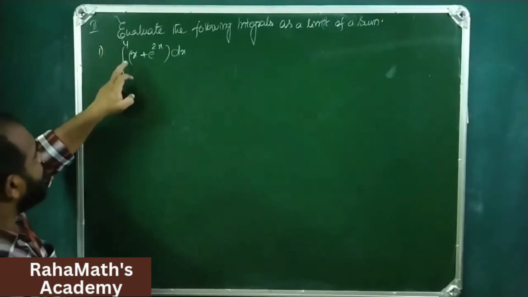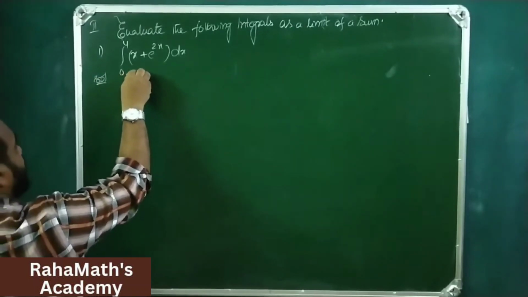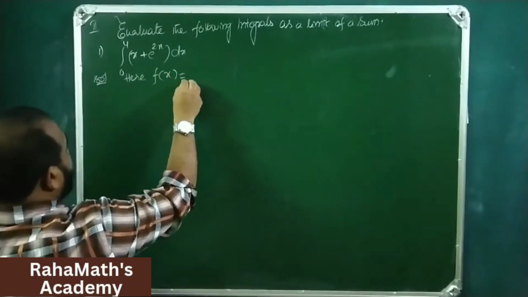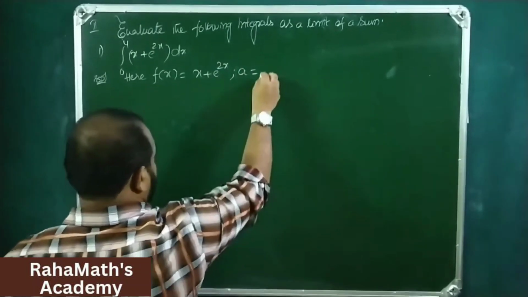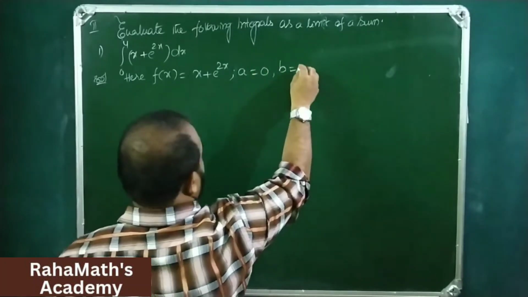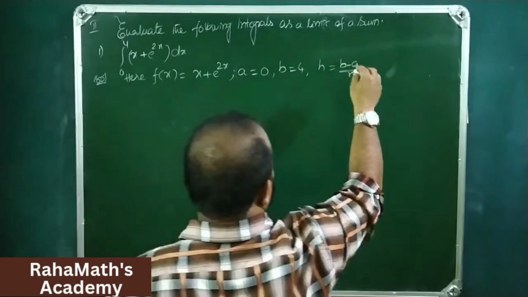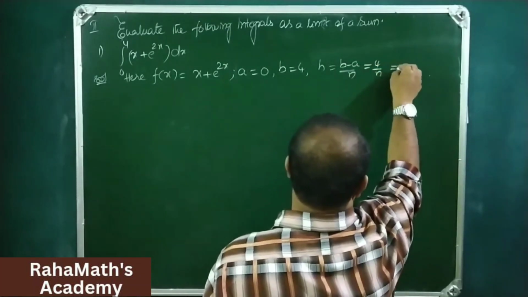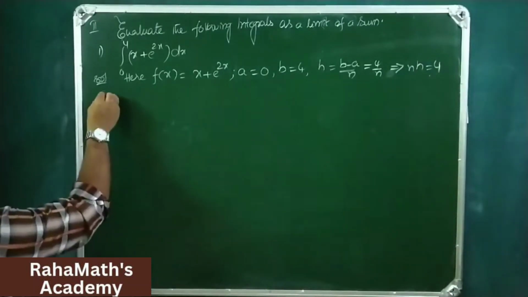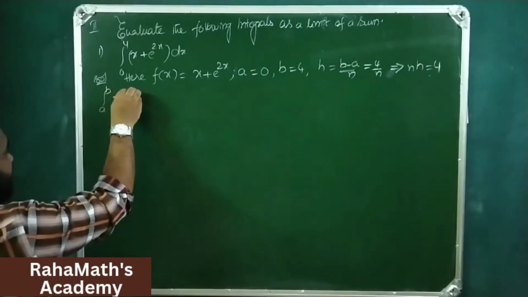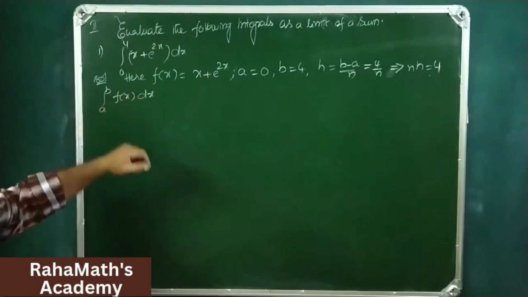We will see the integral 0 to 4 of (x plus e power 2x) dx. As usual, here the given function is f of x equals x plus e power 2x. Lower limit a equals 0, upper limit b equals 4. And h equals (b minus a) by n, that is (4 minus 0), so 4 by n. Further, nh equals 4. Now, what is the definite integral as a limit of a sum?